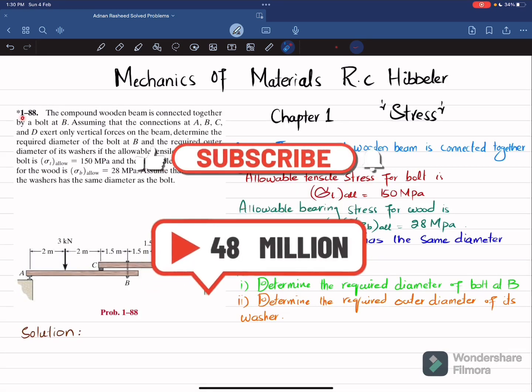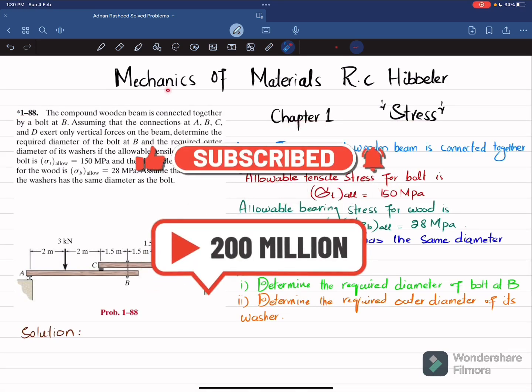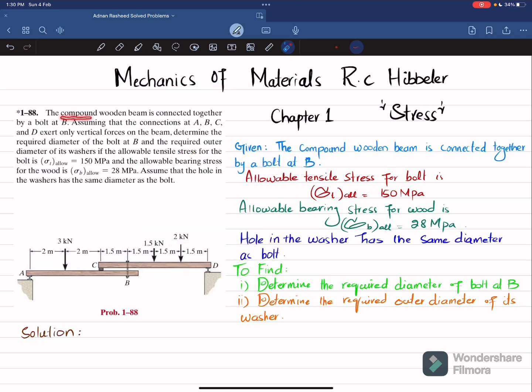Welcome back. In this video, we are going to solve problem 1-88, taken from chapter number 1, Stress, and the book name is Mechanics of Materials by R.C. Hibbeler. The statement is: the compound wooden beam is connected together by a bolt at B. Assuming that connections A, B, C, and D exert only vertical forces on the beam, determine the required diameter of the bolt at B and the required outer diameter of its washer, if the allowable tensile stress for the bolt is 150 megapascal and the allowable bearing stress for the wood is 28 megapascal. Assume the hole in the washer has the same diameter as the bolt.